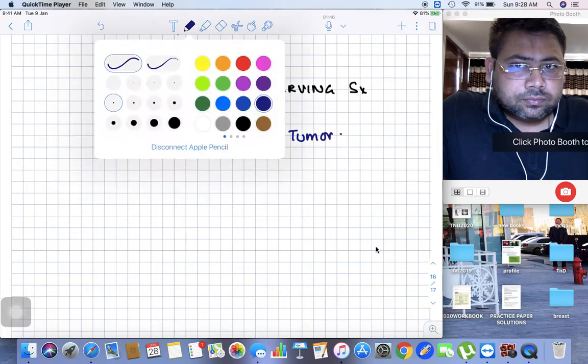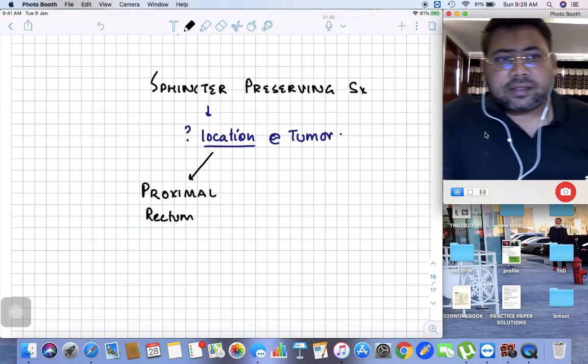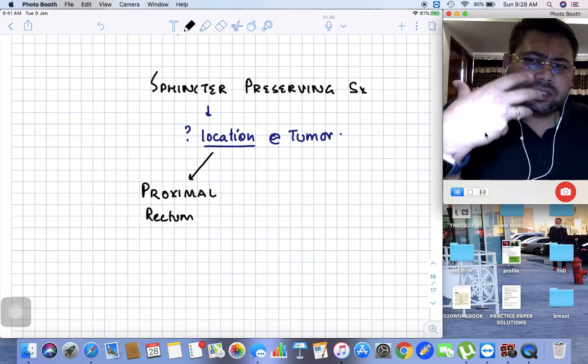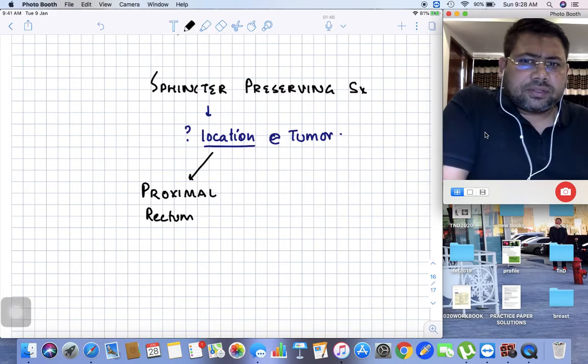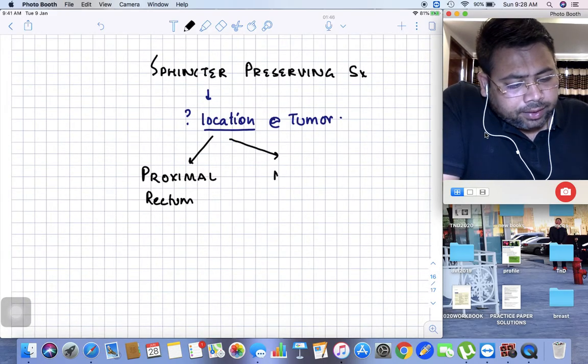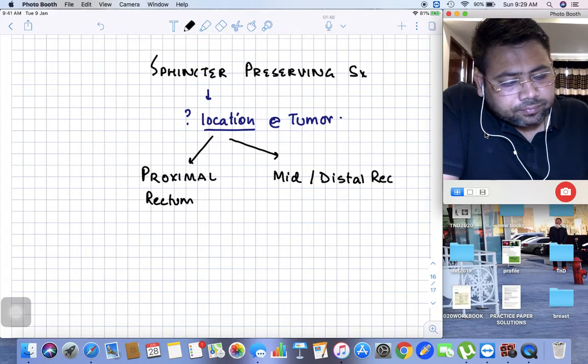The first option is that it is located in the proximal rectum. Do you know, proximal rectum means the part near the rectosigmoid junction? So that's quite high, and you have a sufficient margin. Or it may be located in the mid or distal rectum.